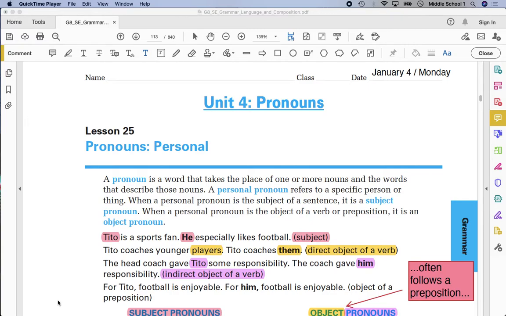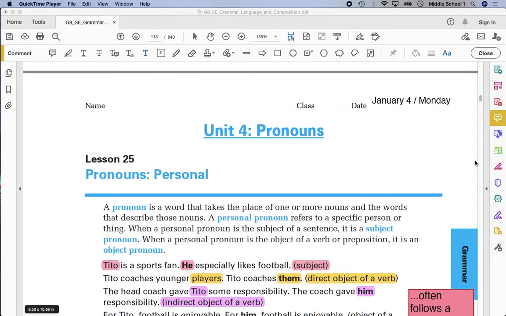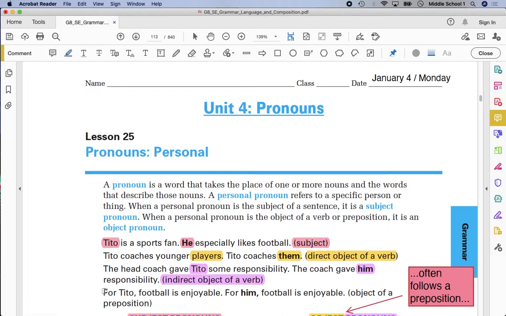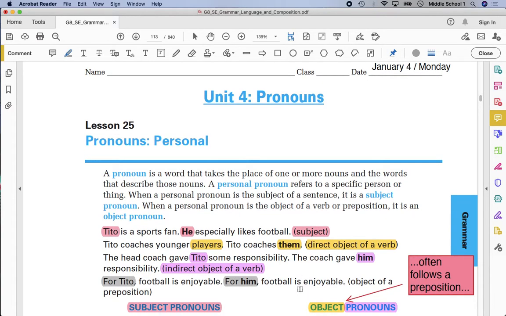In the last example, for Tito, football is enjoyable. For him, football is enjoyable. And in this sentence, I want to take note of the fact that this is a prepositional phrase. And I also notice that Tito and him, once again, are interchangeable. And that brings me to the point of emphasis that we need to be remembering. Oftentimes, a pronoun is going to follow a preposition. For Tito, for him.